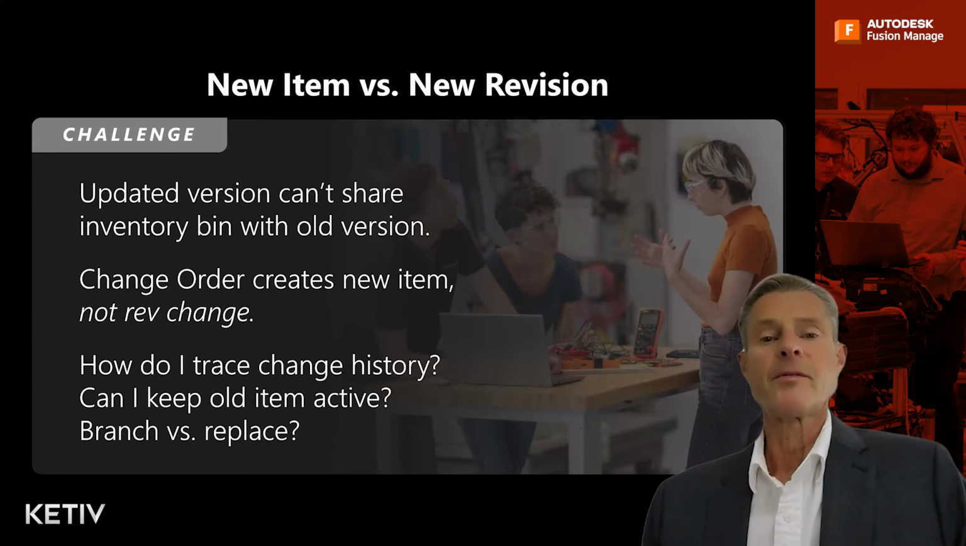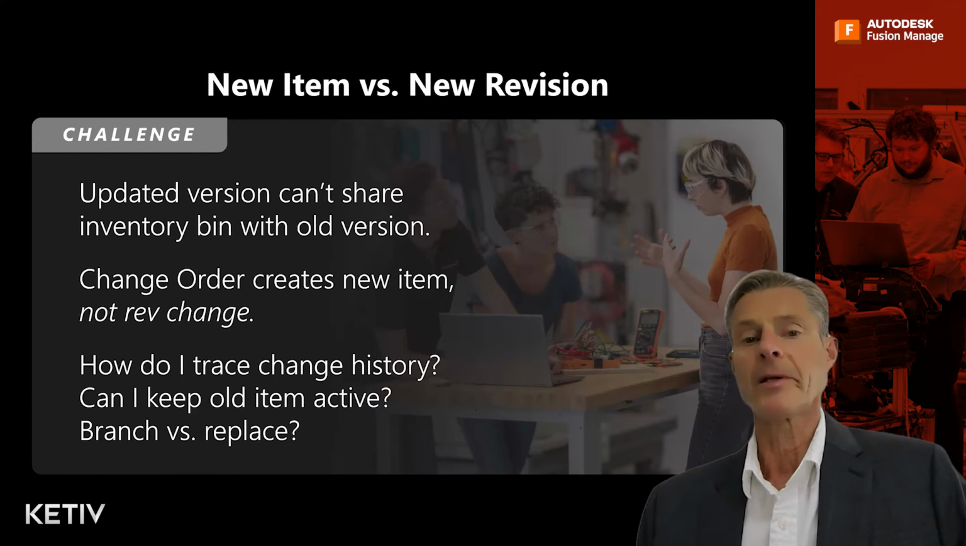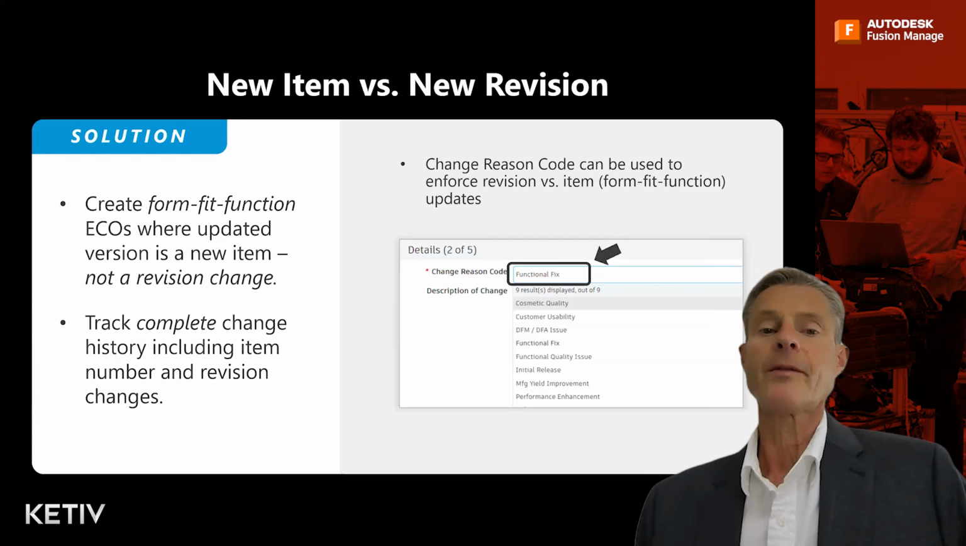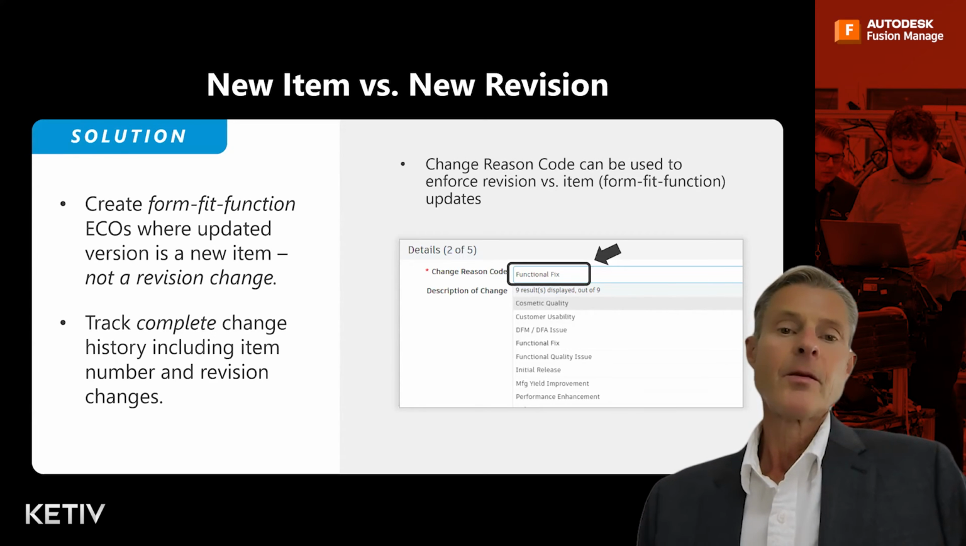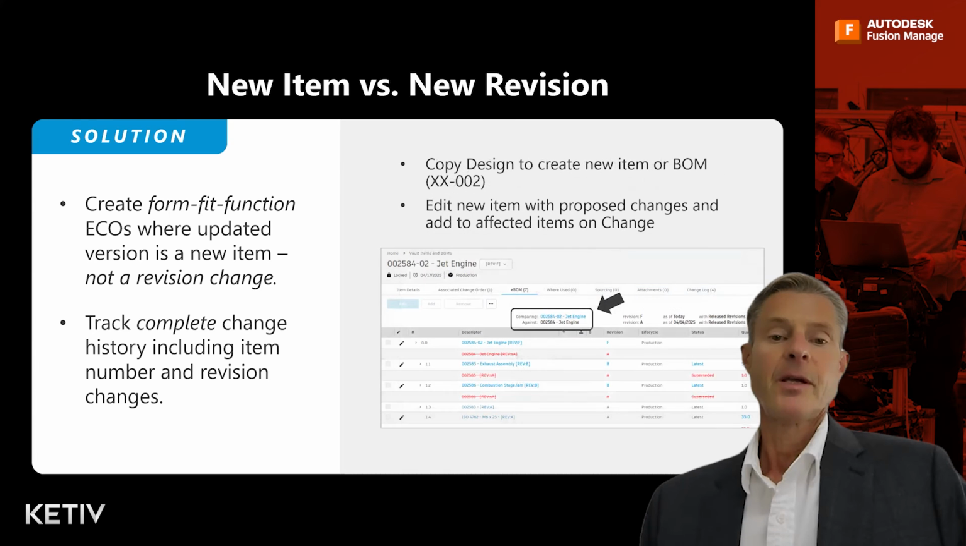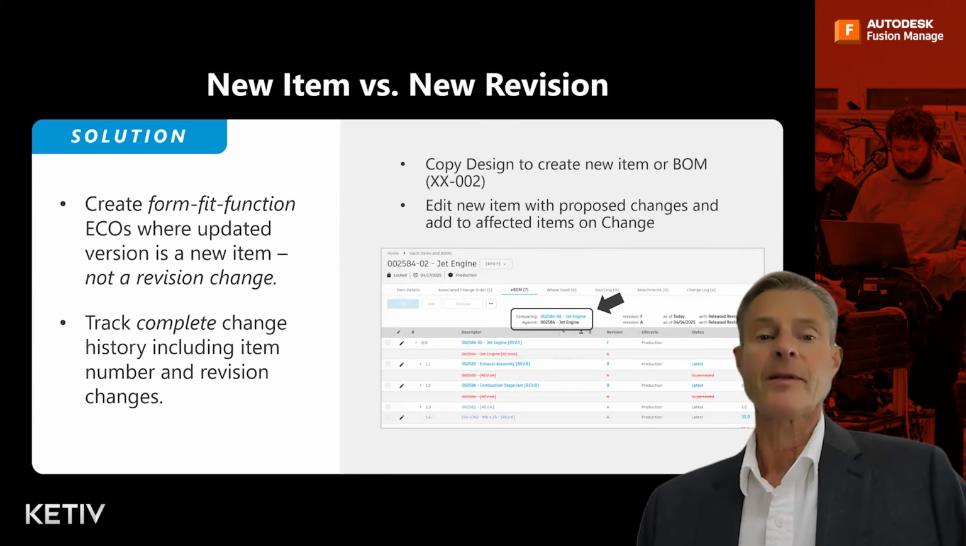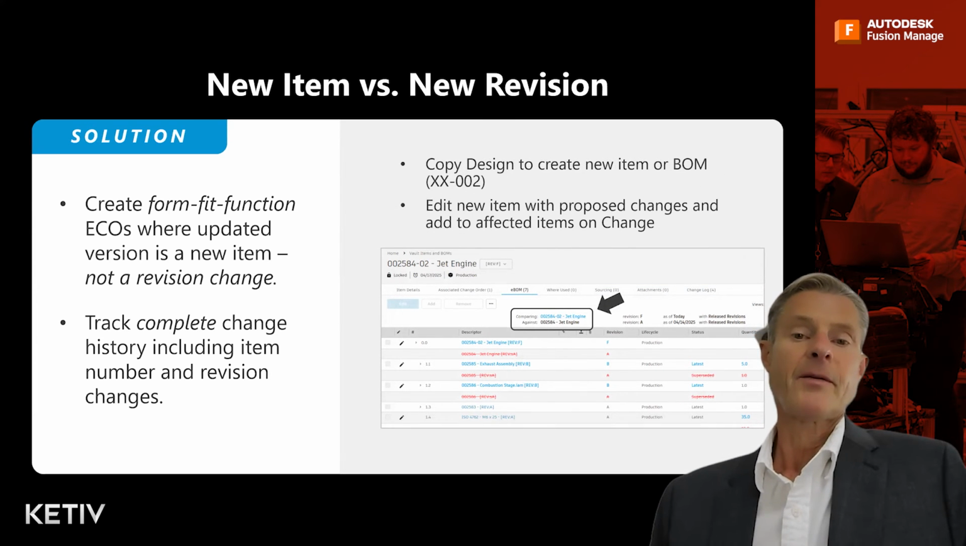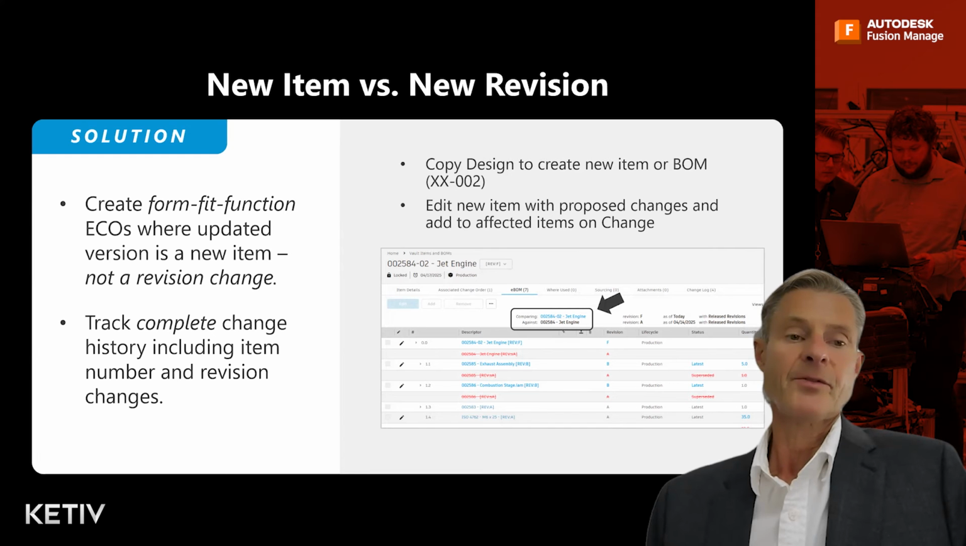So the way we would do this typically is we would assign a reason code that is associated with a form, fit, function change to enforce that sequence. So we'd want to copy design and then edit that item with the proposed changes. So in copy design, we would actually create the dash 002 and create those changes.